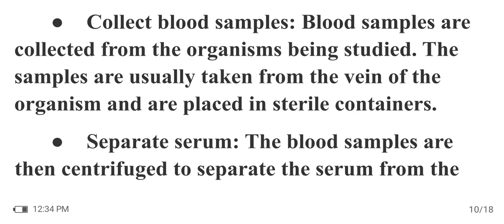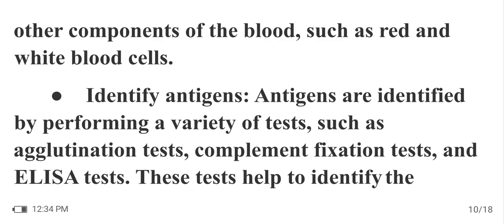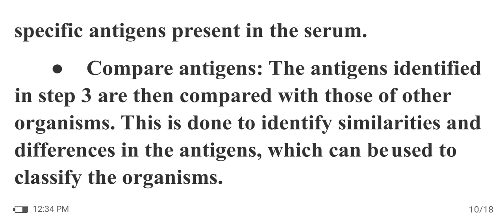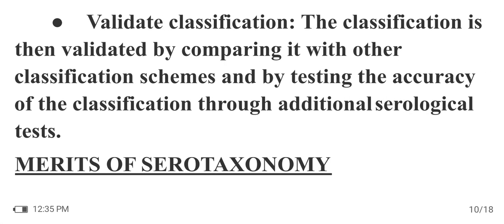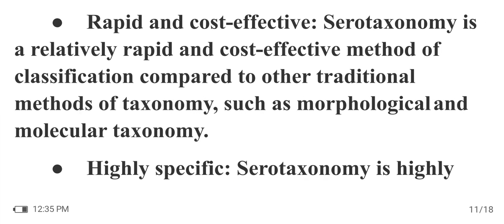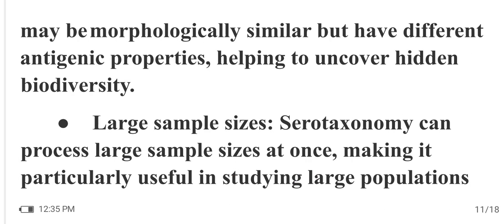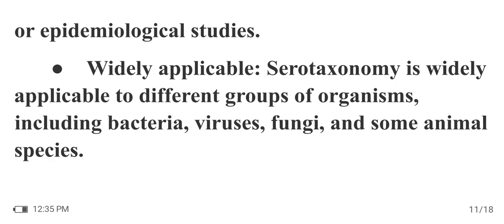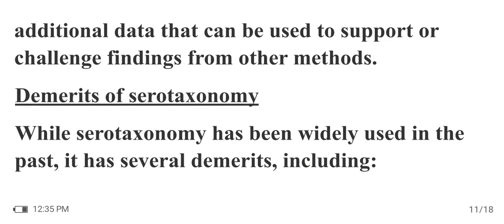Serotaxonomy procedure: collect the blood sample, separate serum, identify antigens, compare antigens, classify organisms. Then validate classification. Merits: rapid and cost effective, highly specific, able to detect cryptic species, large sample sizes, widely applicable, stable, complementary, etc.